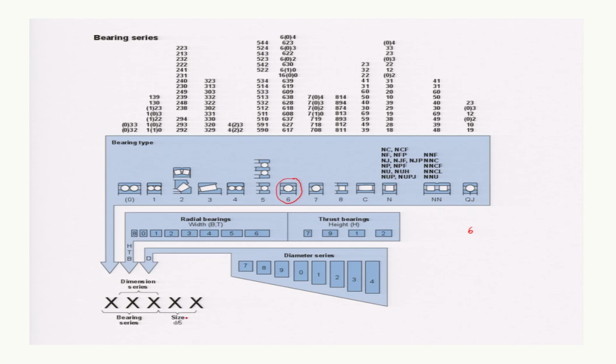Well, the last two digits give the size, that means the bore size. And this designates the bearing series dimensions. The diameter series are here 7, 8, 9, 0, 1, 2, 3, 4, and similarly there will be a width series. Okay.